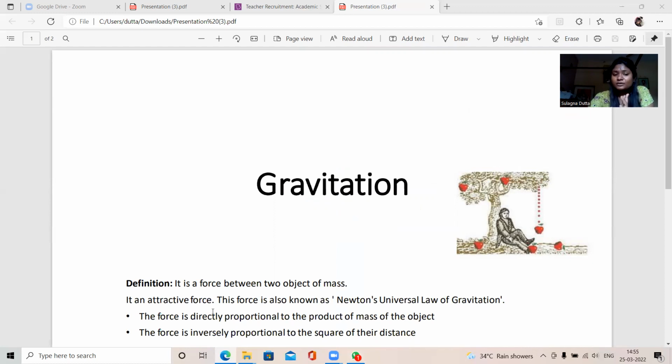these things are enough. We should also always remember that gravitation is an attractive force. There is no repulsive force. Two bodies are always attracted to each other. There is no repulsion between the two bodies. We should always remember this.